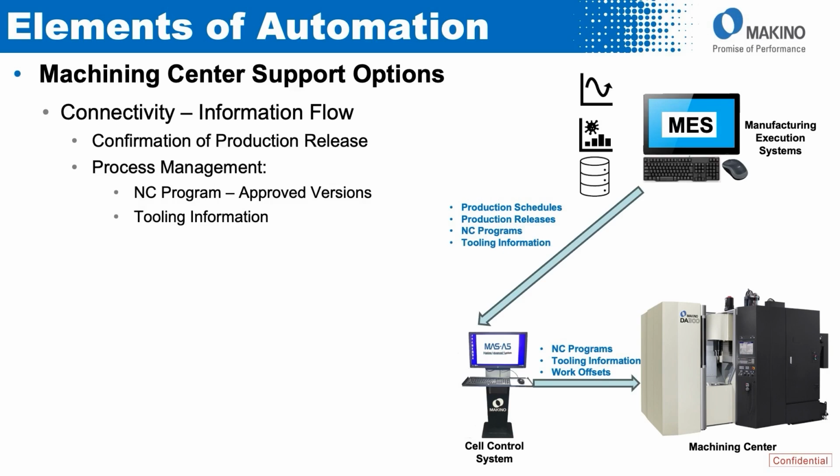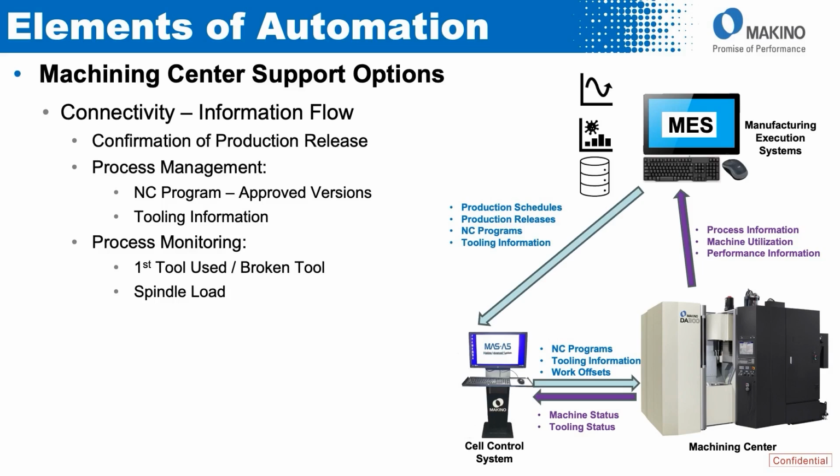The other thing is process management. So now that we've released that production batch in order to be run across the machining center, we want to make sure that the approved and only those approved NC programs are downloaded into the machine. The tooling information, the work offset information is also transferred down to that machining center to get that machining center ready to run that batch of parts or that particular part type.